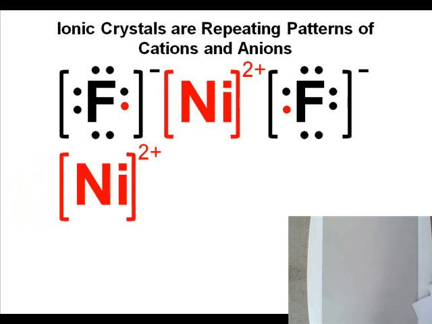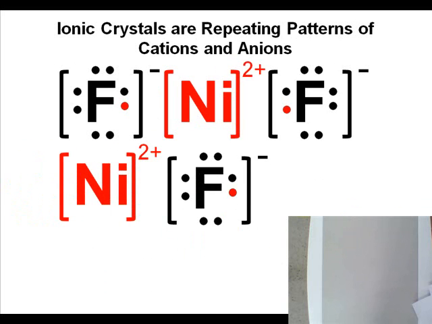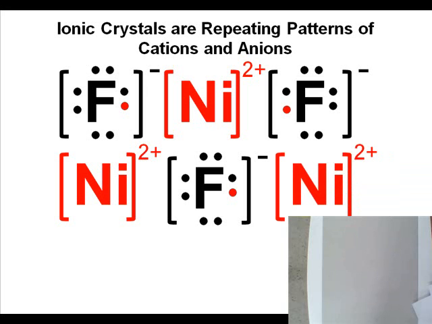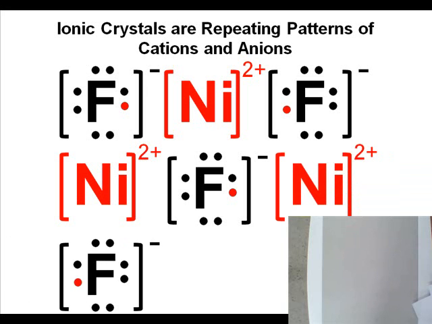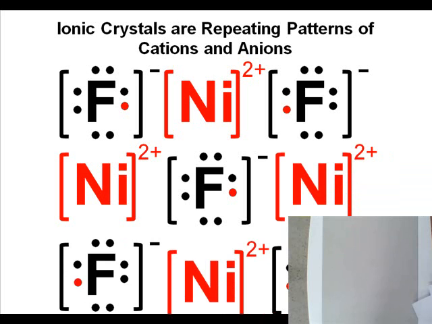Now, when you build the lattice, you will notice that in the next line, the pluses and minuses alternate. And that again is a look at the repeating pattern of the cation and anion.